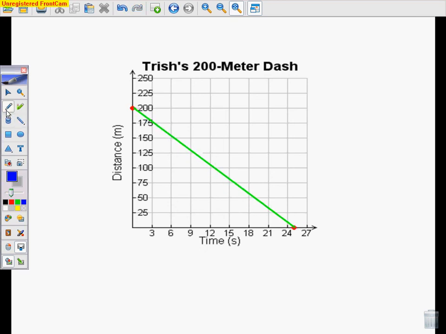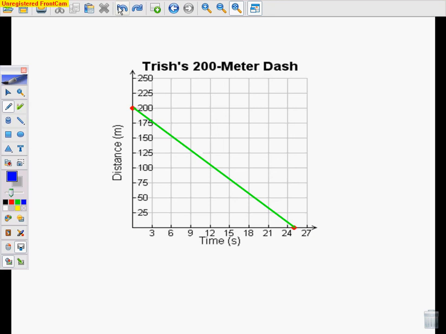Now, we don't put arrows on this graph simply because on our x-axis we're dealing with time. If we were to put an arrow this way, we'd be getting into negative time, and we're not dealing with negative time. And the same thing down here. We're not dealing with negative distances, so we wouldn't have an arrow that way. That wouldn't make sense.